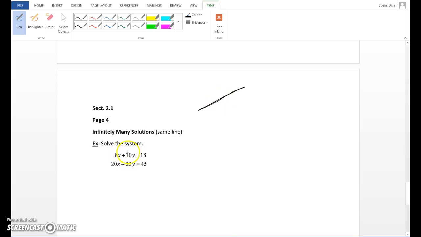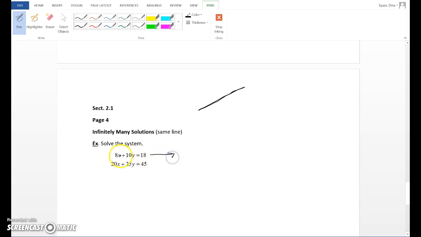Let's look at this system here: 8x plus 10y equals 18, and then 20x plus 25y equals 45. I'm not sure what I'm going to do to try to match these coefficients, but be opposites, it doesn't matter. You could gross these up. I could multiply this one by a 2 and this one by a negative 5. That would work fine. But I'm going to approach this a little differently.